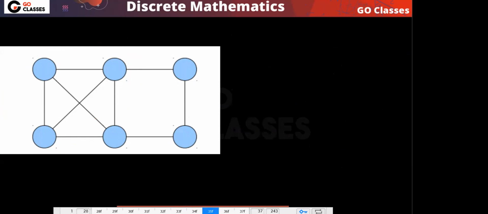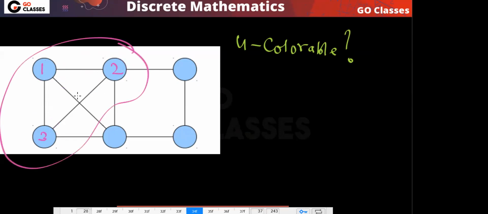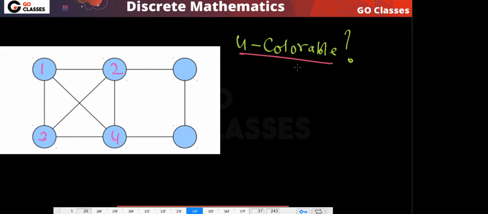Is this graph 4 colorable? Can we color this graph using 4 colors? Notice one thing: if I give color number 1 here, I cannot give color number 1 here, so let me give color number 2. For this vertex I cannot reuse these 2 colors, so let me give color number 3. Now these 3 colors I cannot use for this vertex, so let me give color number 4. Now, can I reuse color number 1? Yes. Can I reuse color number 2? Yes. So yes, this is 4 colorable.